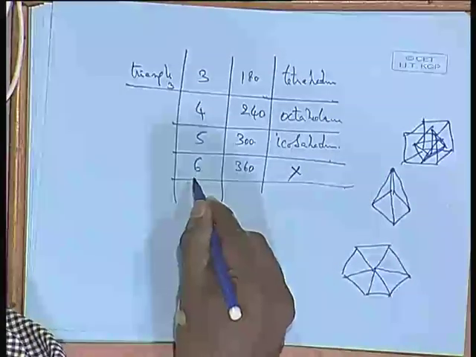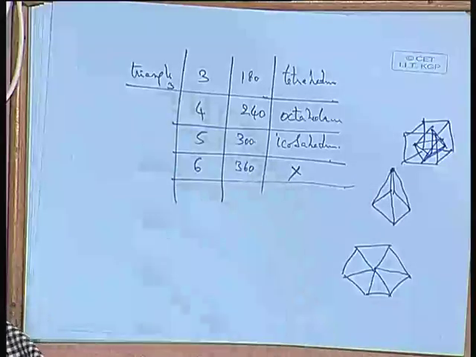Okay. So the next possibility is, obviously we have come up to 360 degrees, so we cannot think of going beyond 360. You cannot imagine 7 triangles meeting at a point, because then the angle will become more than 360. And it is impossible to have an angle at any point more than 360. Isn't it? That's the maximum angle that we have. So obviously there is no more solid that is feasible.